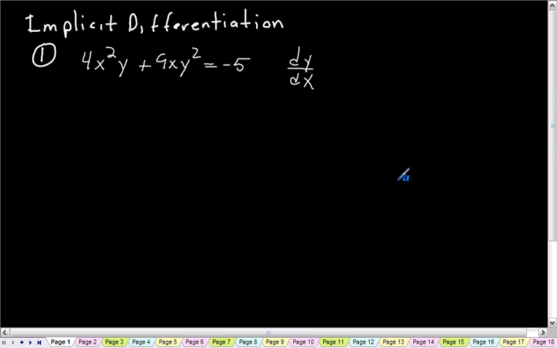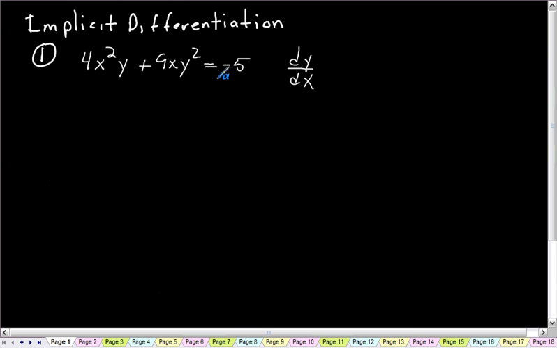This section covers implicit differentiation. It's basically an extension of the chain rule, product rule, things we already covered. But what it does is throw the x's and the y's all in the same equation, sometimes on the same side. So it makes it a little bit more complicated, but the ideas are still the same.